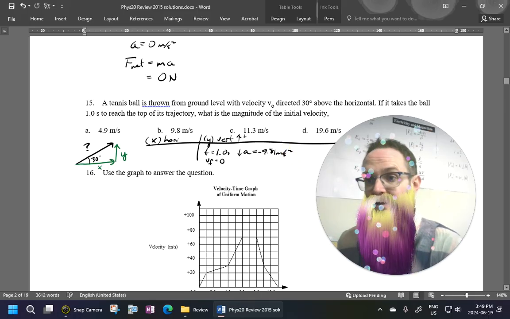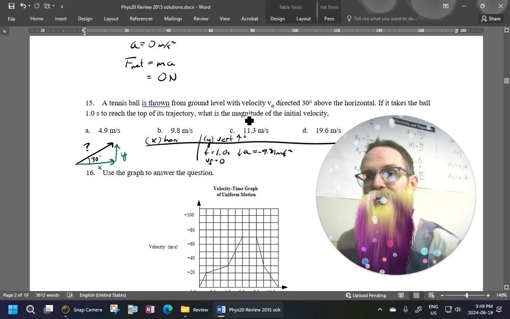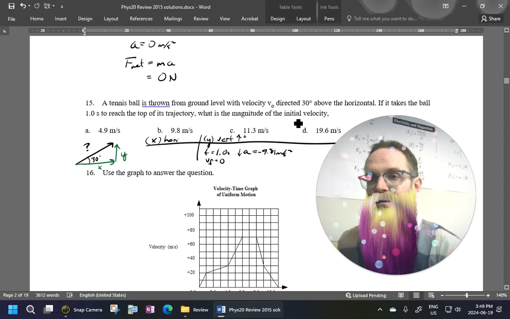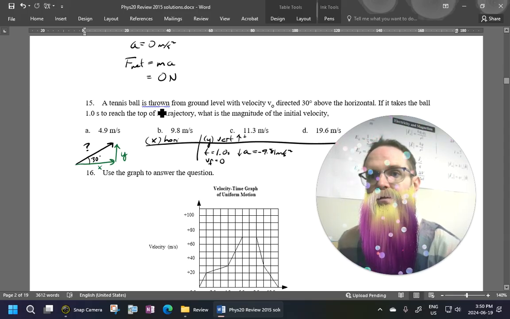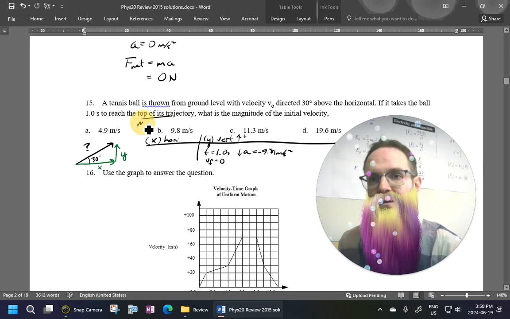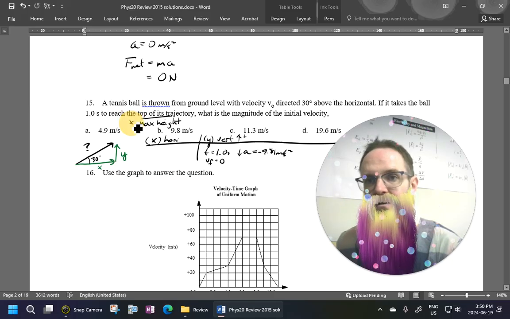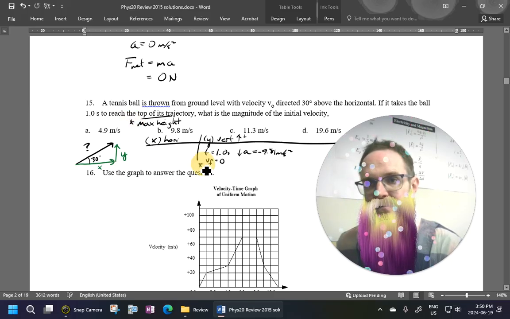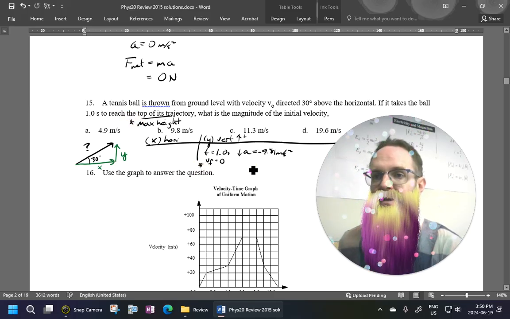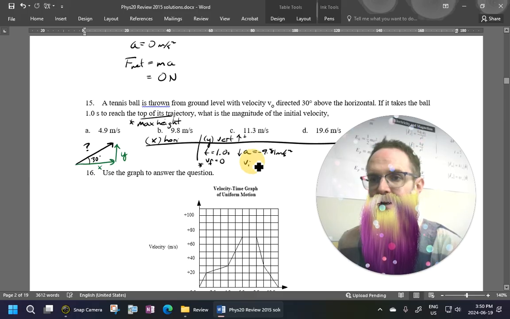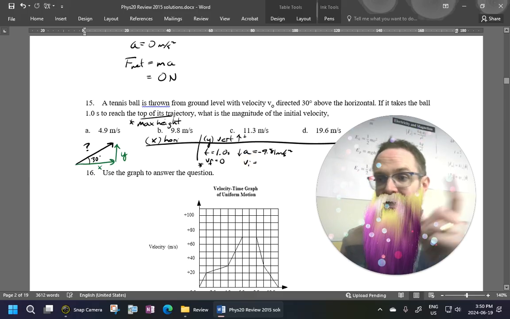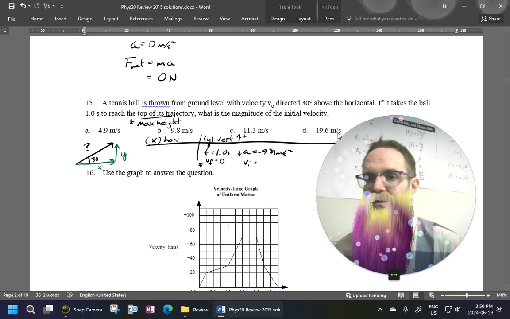Now, the reason the final velocity is 0 is because it reached a maximum height, right? It's the top of its trajectory, max height. It doesn't actually say max height, but that means max height. So that's why we're saying VF is equal to 0 here. And then we're just looking for VI. Because if I know VI, that's the same as the Y value over there. So we just have to find a formula that involves this.